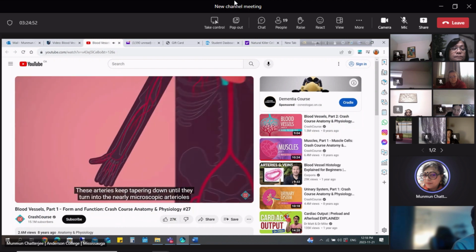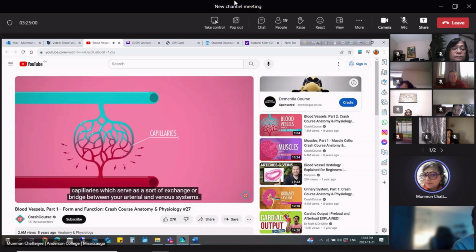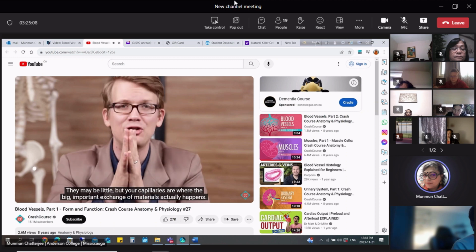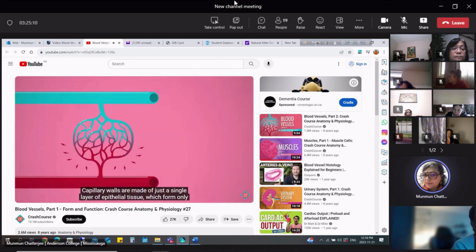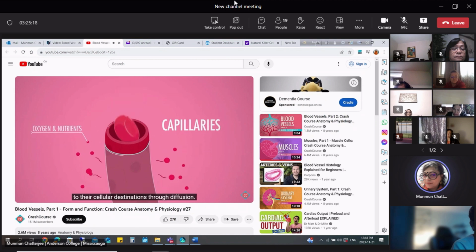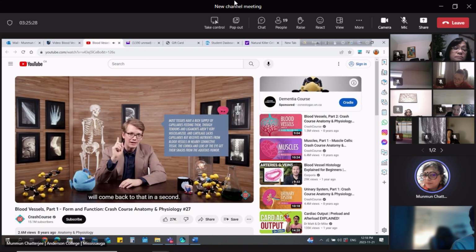These arteries keep tapering down until they turn into the nearly microscopic arterioles that feed into the smallest of your blood vessels, your tiny, extremely thin-walled capillaries, which serve as a sort of exchange or bridge between your arterial and venous systems. They may be little, but your capillaries are where the big important exchange of materials actually happens. Capillary walls are made of just a single layer of epithelial tissue, which form only the tunica intima, so they're able to deliver oxygen and other nutrients in your blood to their cellular destinations through diffusion. The capillaries are also where those cells can dump their carbon dioxide and other waste back into the blood and send it away, through the veins to the lungs and kidneys, but we'll come back to that in a second.